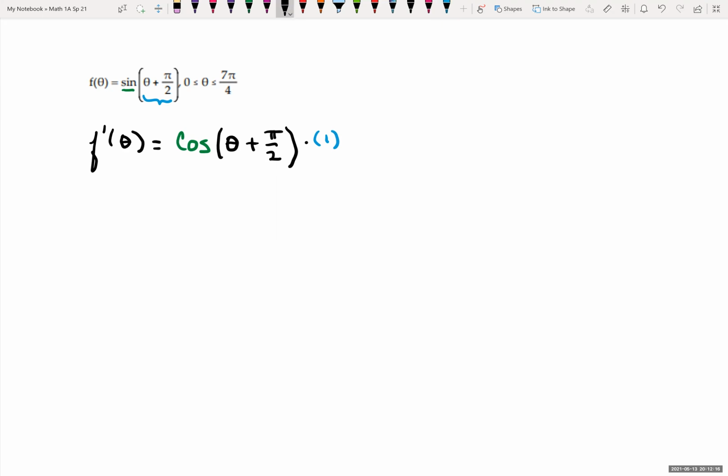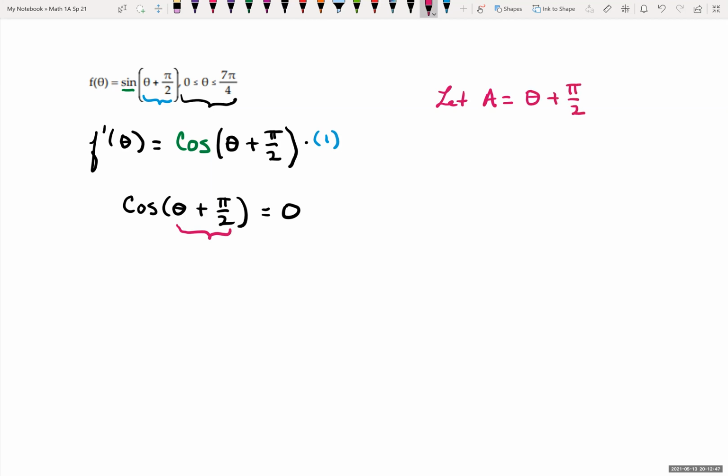So we're looking at when is cosine of theta plus pi halves equal to 0? You have to remember we're in this interval. So a couple ways we can do this. Maybe let's do a substitution for a second. So maybe I'll let A equal this argument of cosine, this theta plus pi halves. Let's look at when is cosine of A equal to 0.